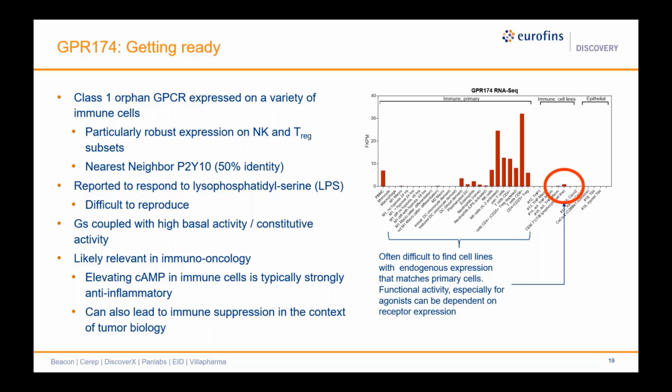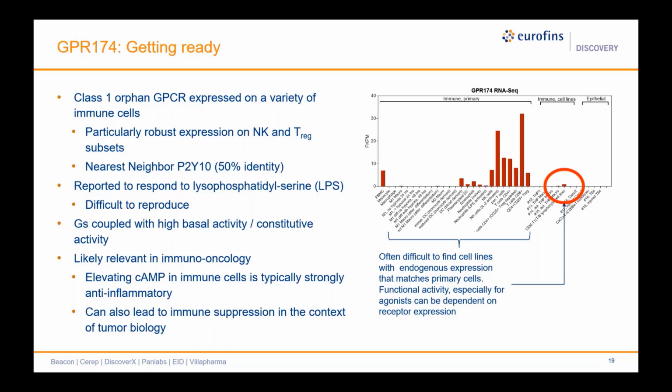So there are some things about the receptor that lead us towards this hypothesis. First is that elevating cyclic AMP in immune cells is typically strongly anti-inflammatory, and this can also lead to immune suppression in the context of tumor biology.